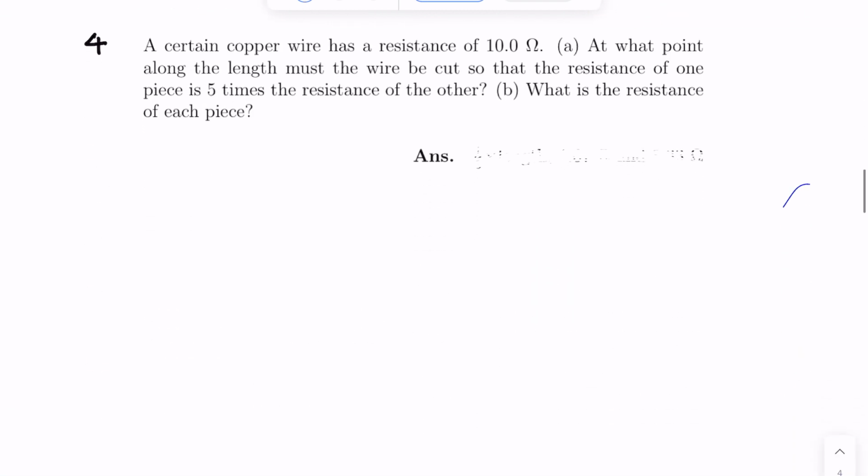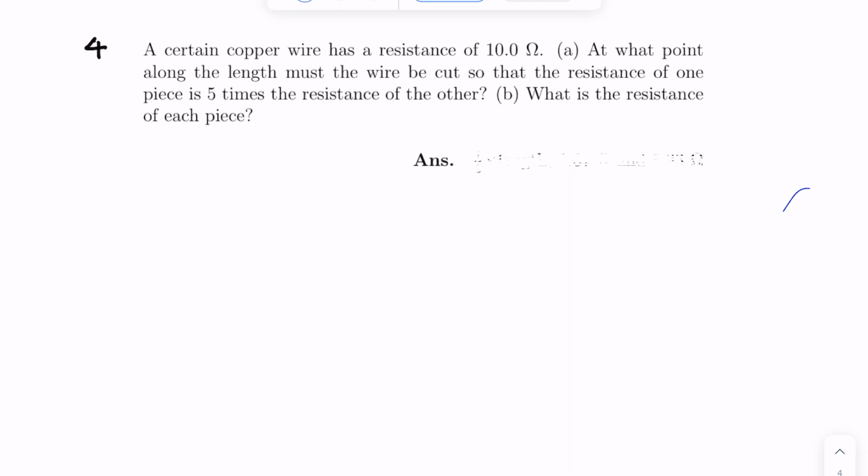Alright, question 4. I didn't do a very good job of hiding the answer, but anyway. Question 4 is, a certain copper wire has a resistance of 10 ohms. At what point along the line? This is an interesting question. I can totally see something like this on an exam. It's a good question, basically. When an examiner sets up these kinds of questions, they are really into them, because it's just interesting.